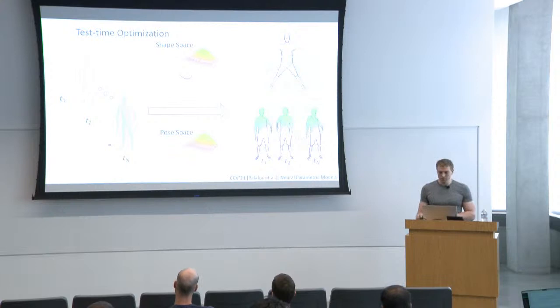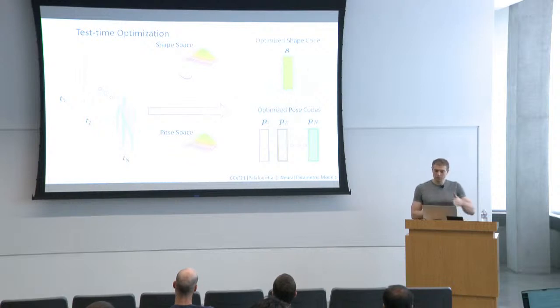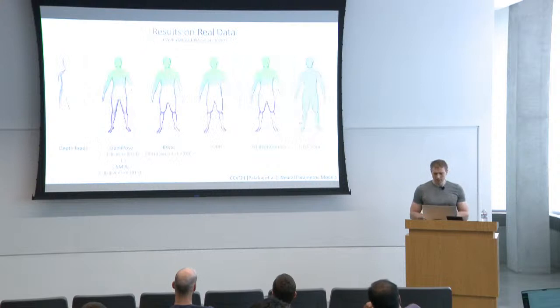And then what we do is we optimize essentially for the shape code that is shared across a sequence. We optimize for pose codes that are per frame basis, right? And then we can take a sequence of point clouds, in this case of depth frames, and we can fit this model to that. And then, in practice, this looks like this.